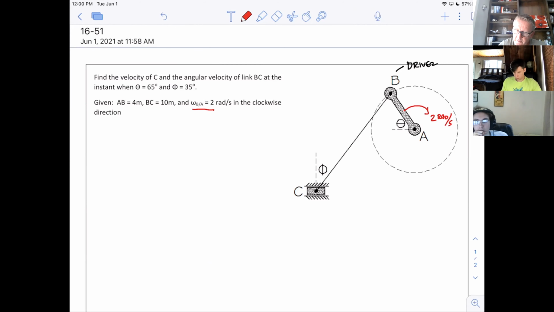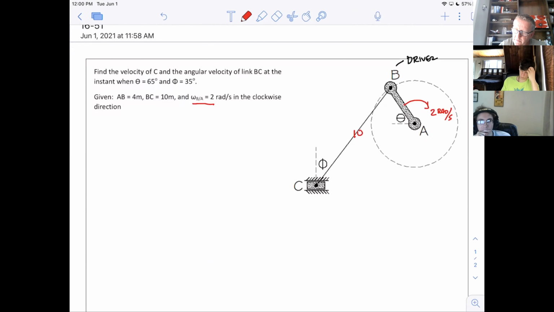And I also know that BC is a length of 10 meters. And I know that the radius AB is a length of 4 meters. So I'm just going to squeeze those in there really quick. And so B is basically going in this direction. And notice I'm very careful to draw this at 90 degrees right here. That's the velocity of B. It's really going in that direction.